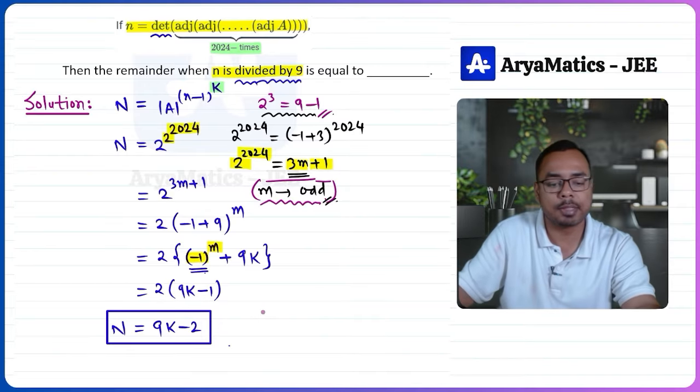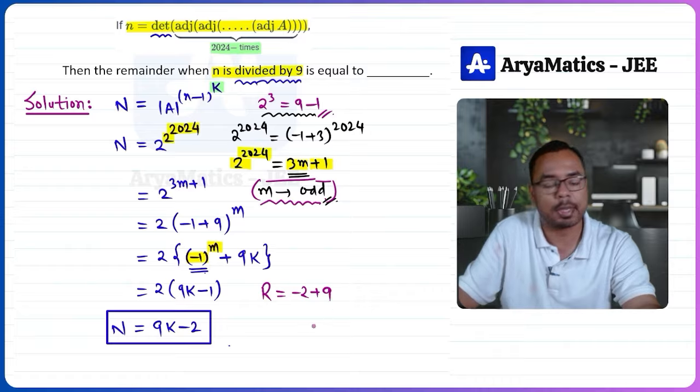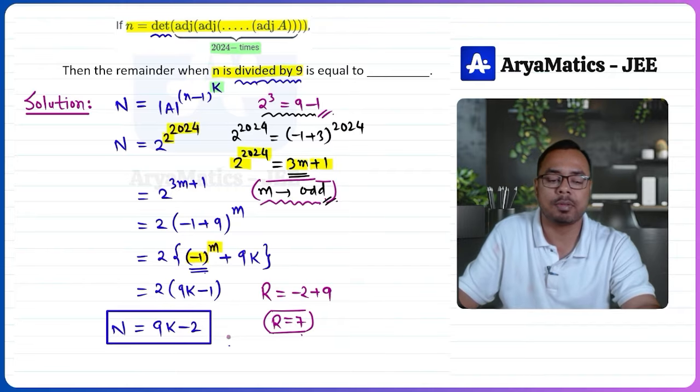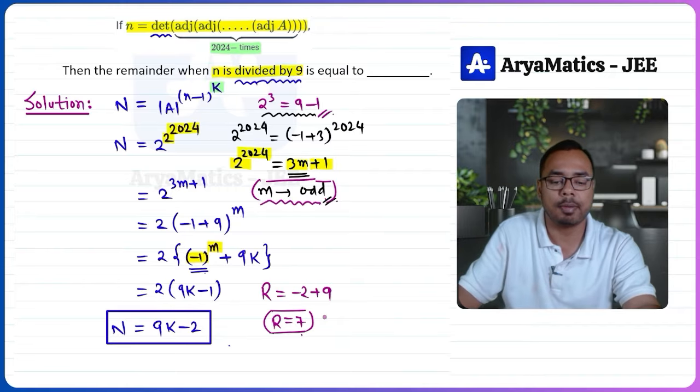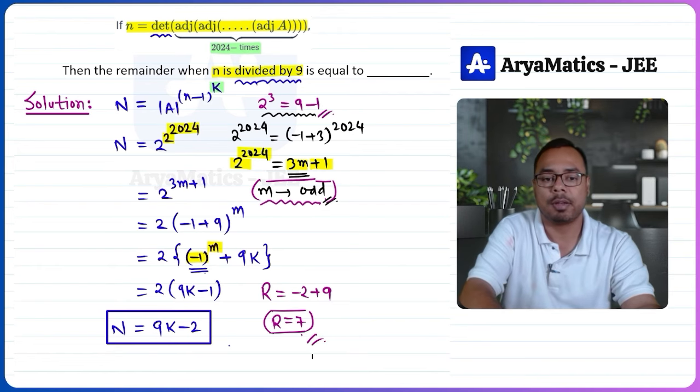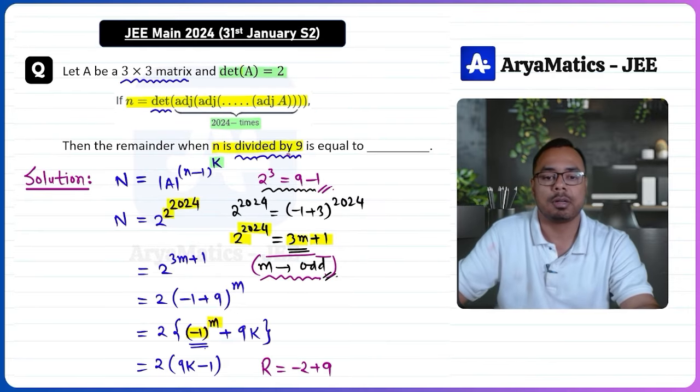And if I divide this number by 9, then the remainder will be minus 2 plus 9. Right, the remainder is never negative. If we get a negative remainder, that means we have over divided, so we need to add 9 here. So if the number is of the form multiple of 9 minus 2, that means it is of the form multiple of 9 plus 7. Right, so if we divide by 9, the remainder must be 7. So therefore, the correct answer for this problem will be 7, right?